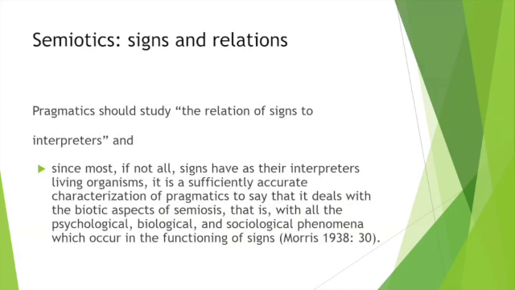So another quote here from Morris, one of the earlier theorists. Pragmatics, the relation of signs to interpreters. So signs have their interpreters, living organisms, people for words and things like that. Obviously, animals may get information from other signs. But the characteristic of pragmatics is the psychological, biological, sociological phenomena which occur. So when we think of relevance theory and that psychological aspect, sociological, how people behave together, how people are exchanging information through conversation, but through other things as well, can occur in the functioning of signs.